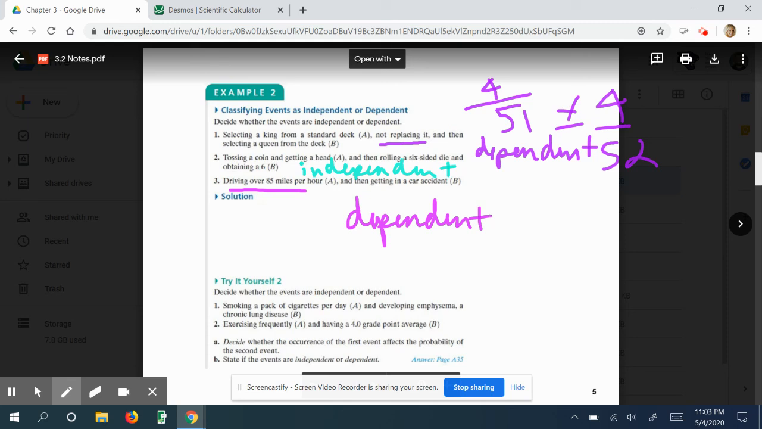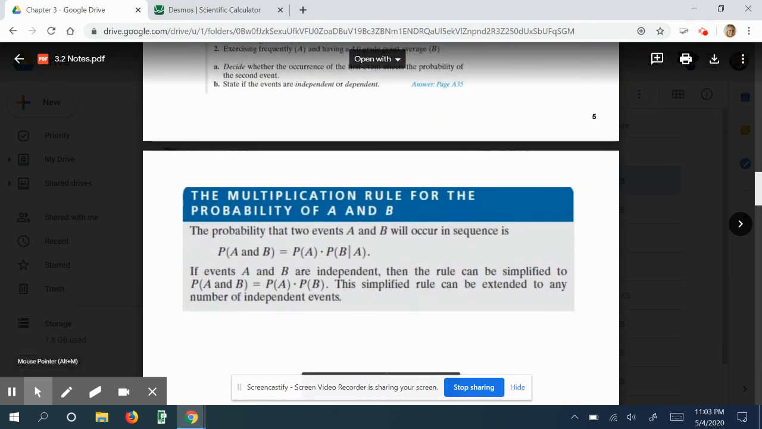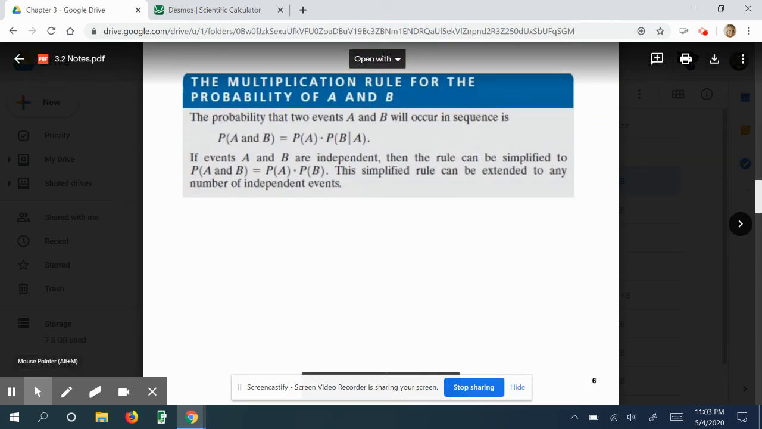Okay, here's a couple guided practice problems that I would like you to try now. We will start with the multiplication rule for probabilities of A and B tomorrow.